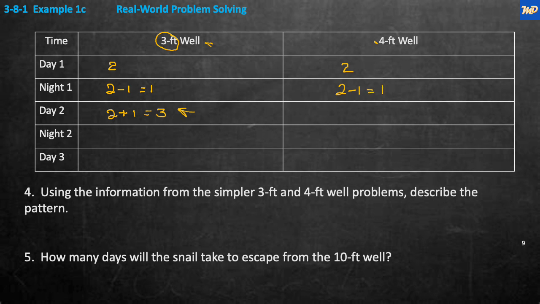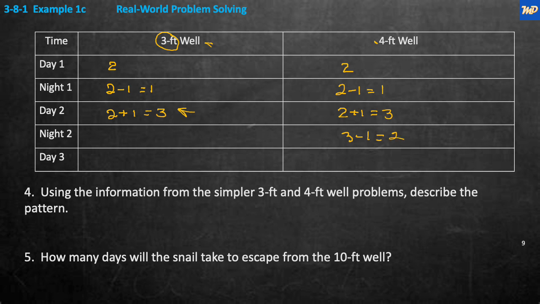On day 2, we start at 1. We go up 2 feet, plus we started at 1 foot. We're now at 3. We're still not out of the well. At day 2 night, we're at 3 at the beginning of it, and then we're going to subtract 1 because we're going to slide back. He is now at 2.